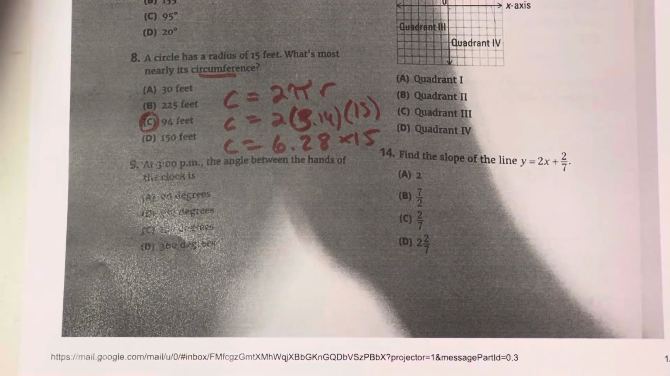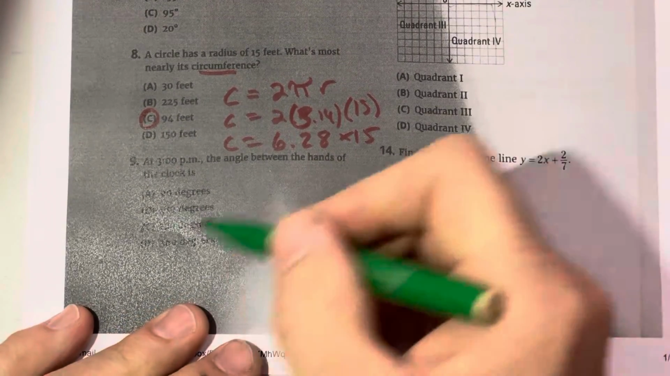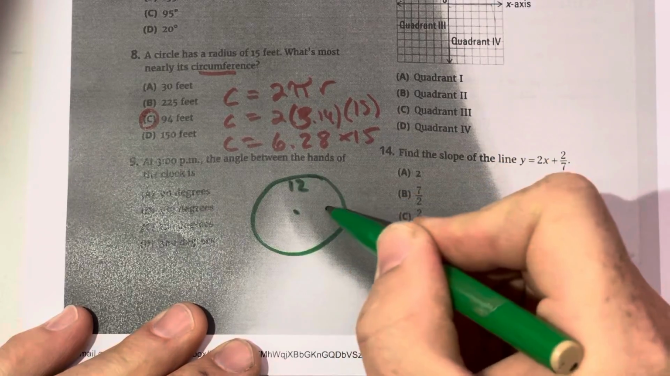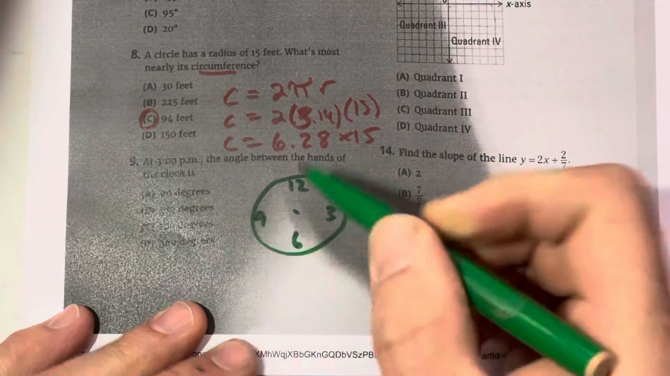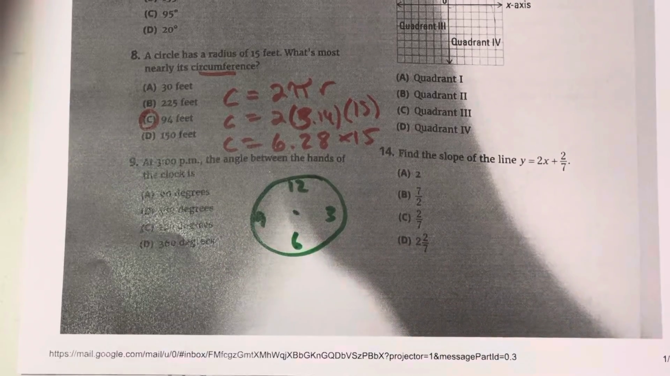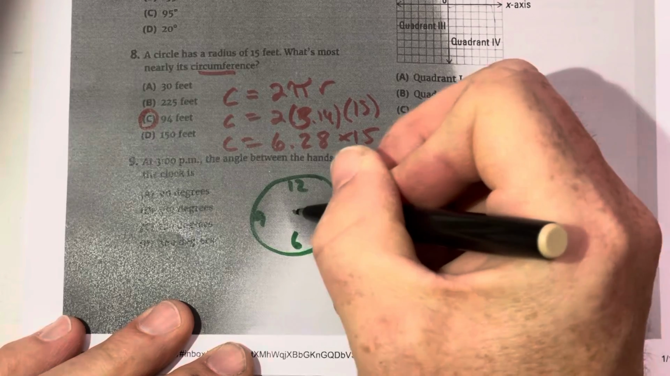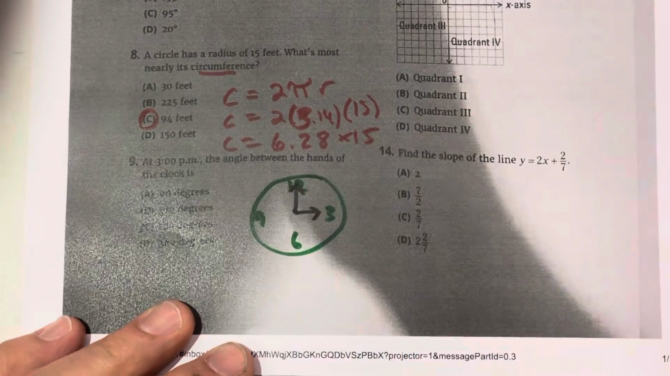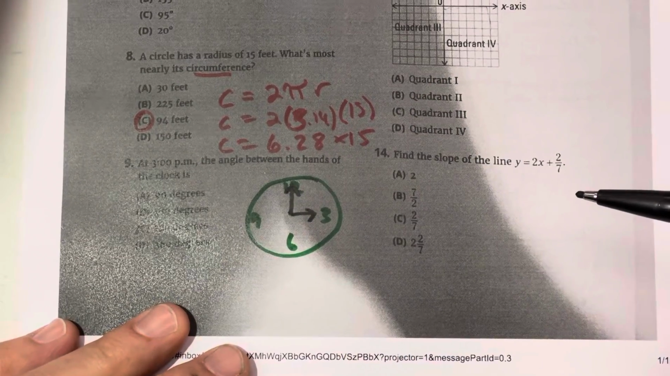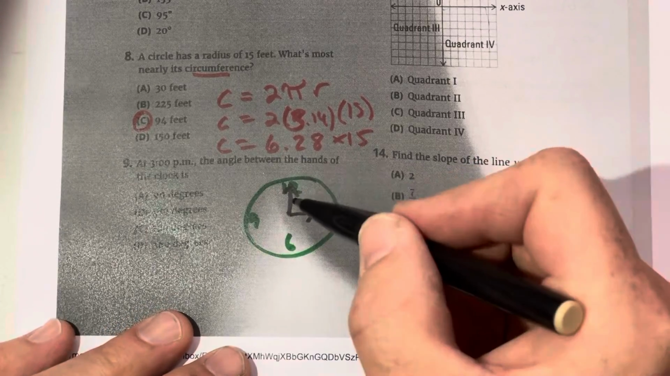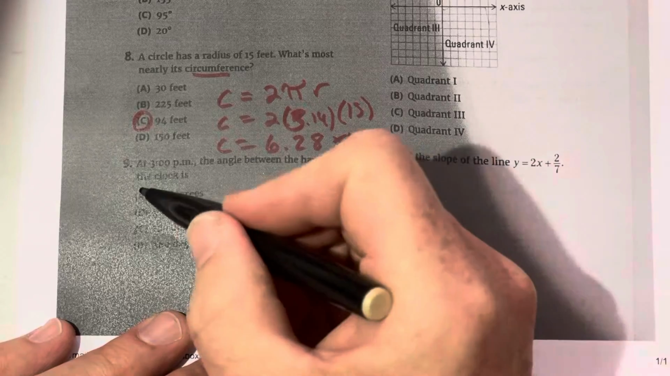That's nice. At 3 p.m., the angle between the hands of the clock is blank. Okay, well, let's draw what 3 p.m. looks like. There's 12, there's 3, there's 6, there's 9. If I'm going to draw the hands of 3 p.m., I think it would be little hand here, big hand straight up. Draw all this stuff out, okay? If you're stuck, man, just draw it out and go, all right, what's the angle between? That looks like a right angle. That's 90 degrees. Bam. We move on.